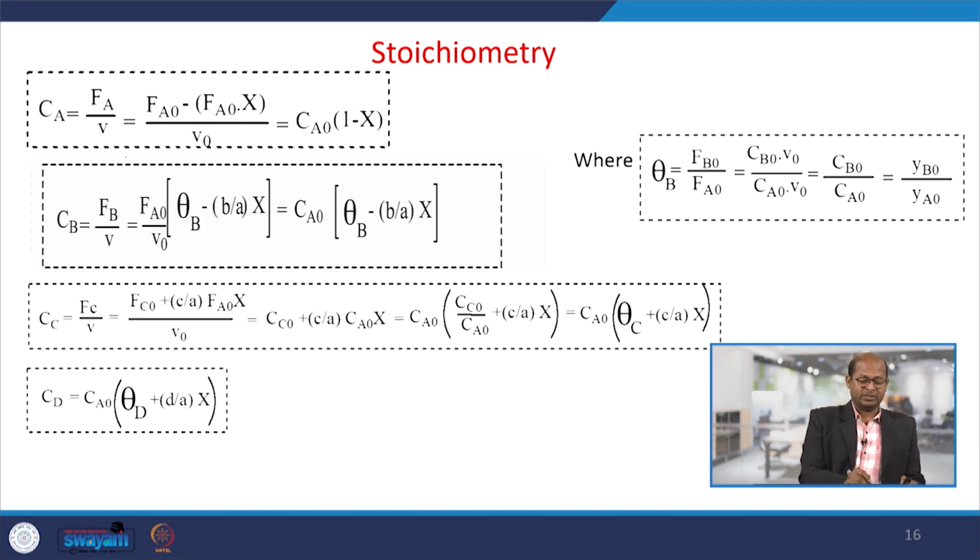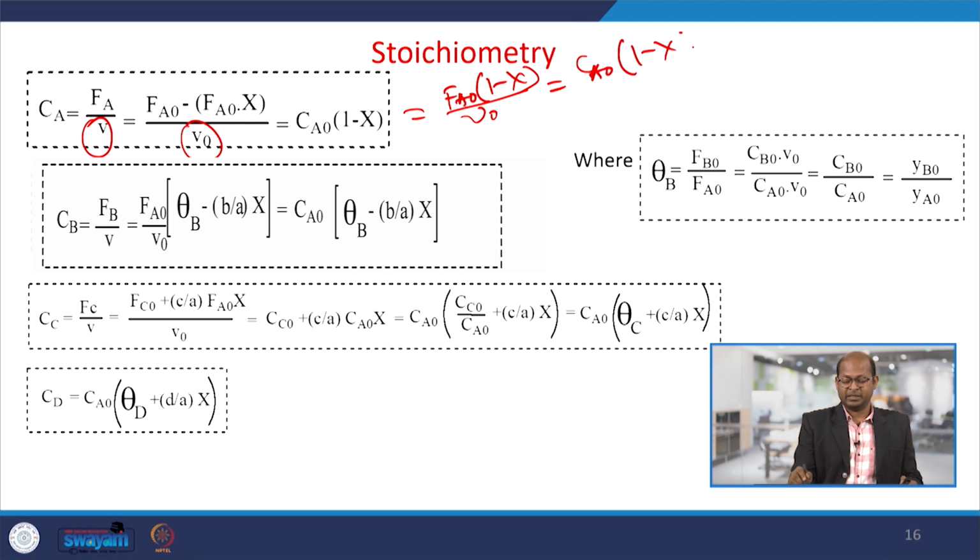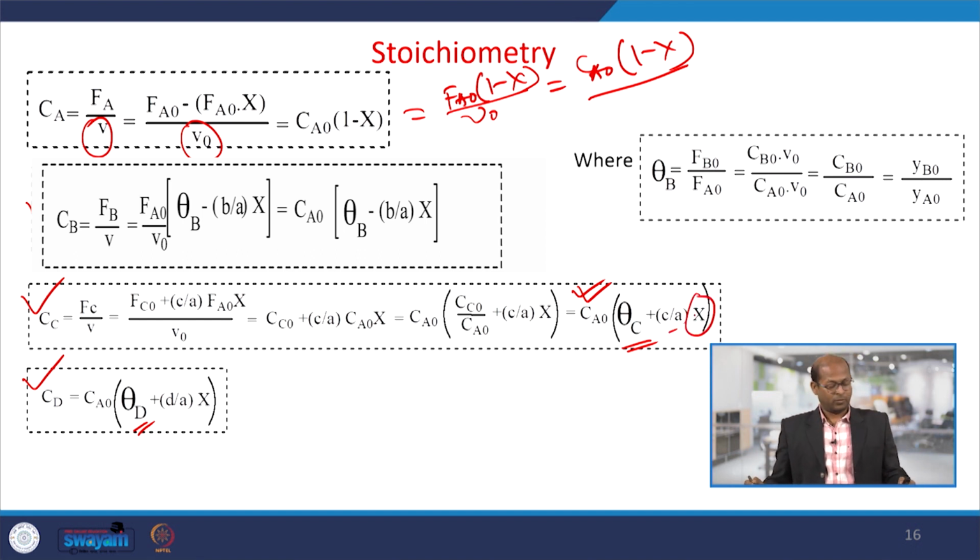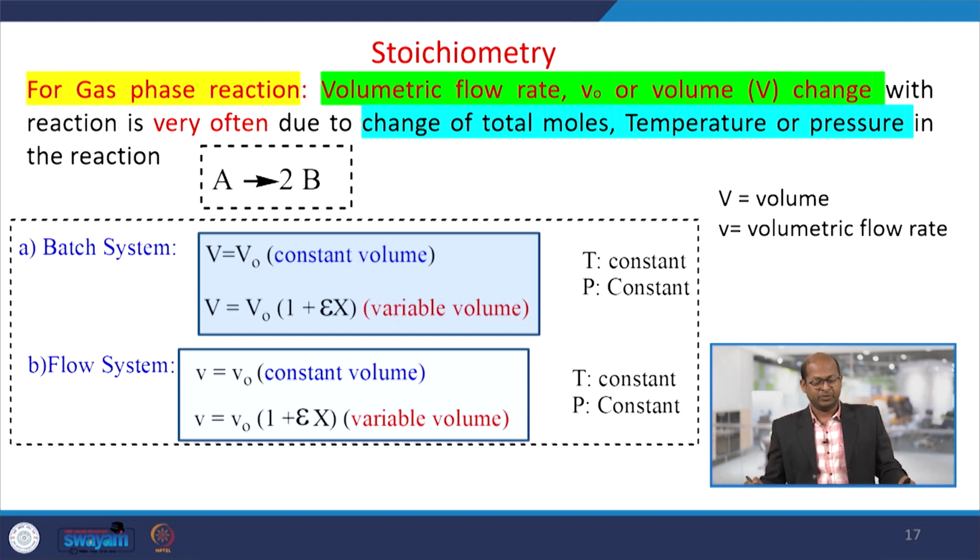Okay. So, here you can see we have replaced this small v with v naught. Then after taking F A naught outside, v naught, that equals C A naught into 1 minus X. So, this is the flow system. Similarly, for component B, component C and component D also, we can write the concentrations in terms of the concentration of reactant A, in terms of theta B, theta C and theta D and the corresponding mole ratio or stoichiometry ratio. That way we can write.